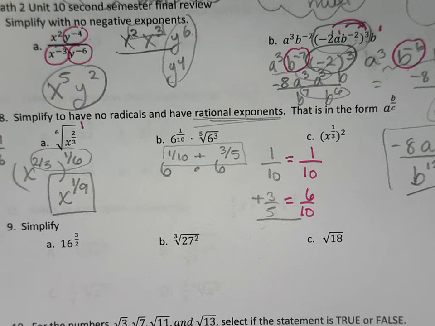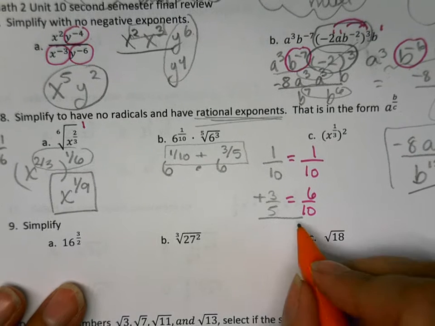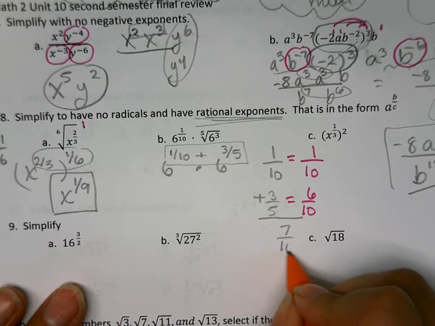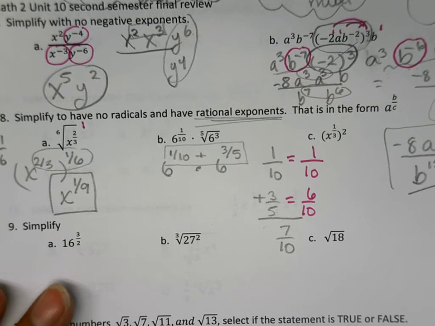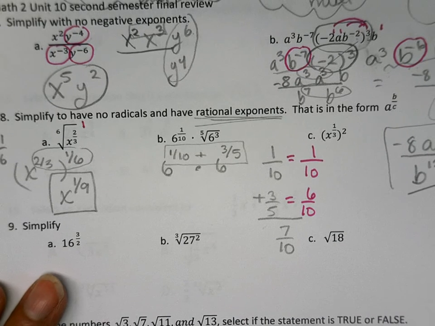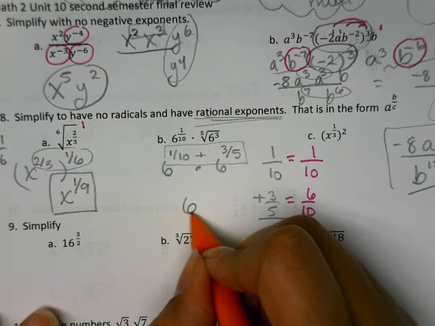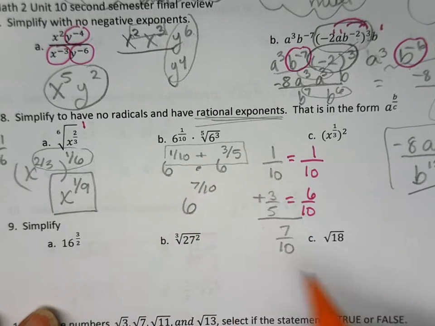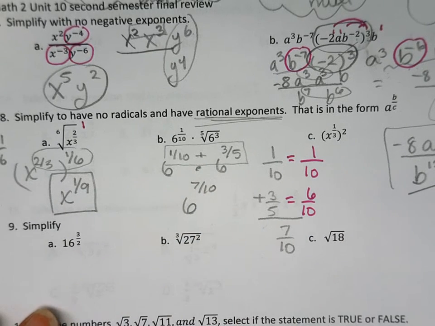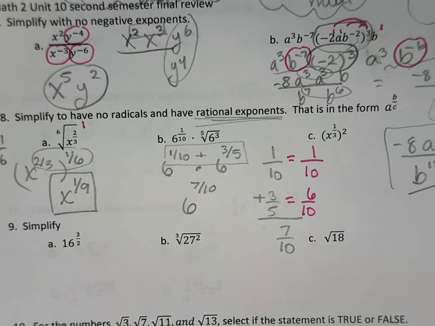What do you get? 7/10. Is 7/10 the answer, or is that the exponent? 6 to the 7/10. What do you think a distractor is going to be on the test? 36. Good job, guys. 36 to the 7/10. Did anybody do that by accident? Yep, and it happens all the time.